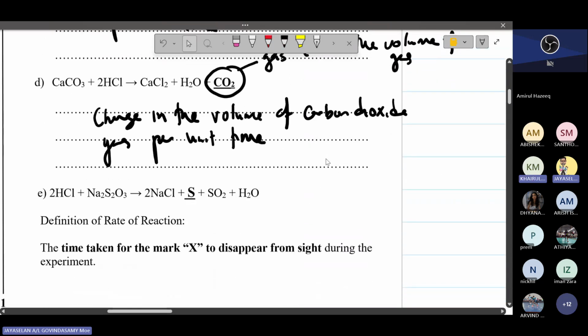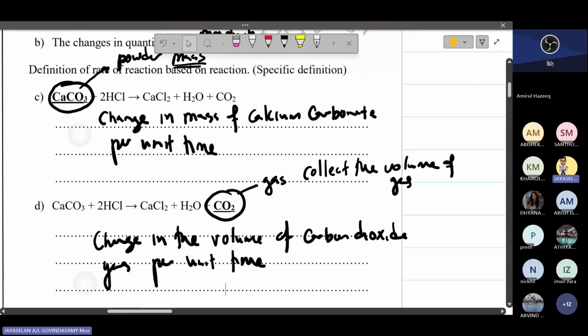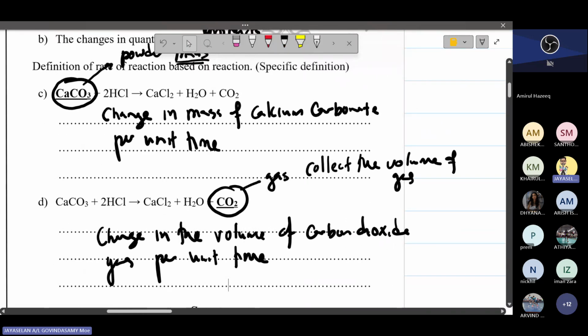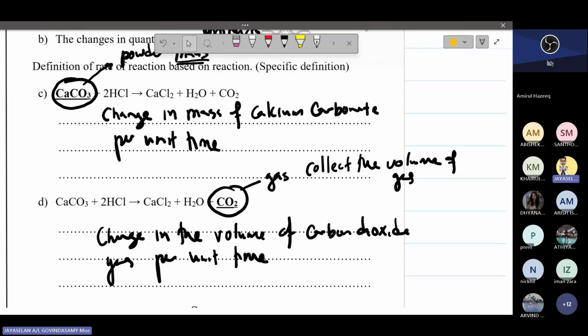Okay, then this is specific. One more reaction. So you all copy this answer. Wait, I still don't know. You go very fast. Next we do questions, then you will understand.